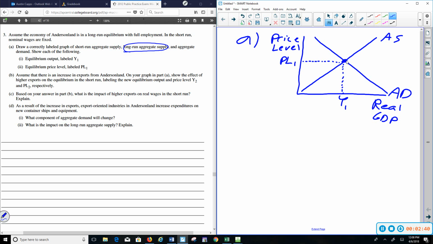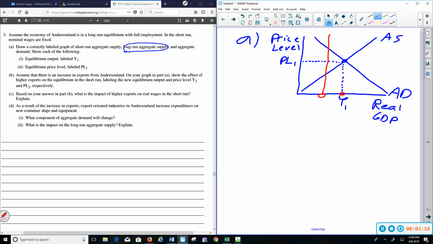If the long-run aggregate supply curve is to the left of the dot, so let me put this in a different color to distinguish it. If it's to the left of the dot, that means that potential GDP, or long-run aggregate supply, is at this value right here. But our current level of output, Y1, is above that potential GDP value. So our economy is currently producing more than it's capable of at full employment.